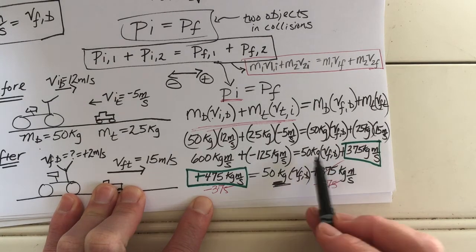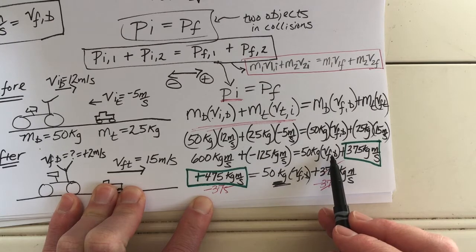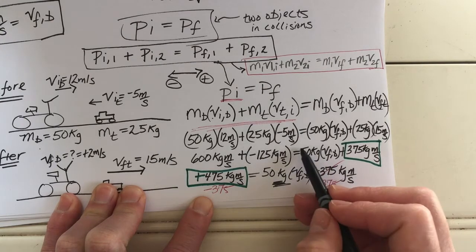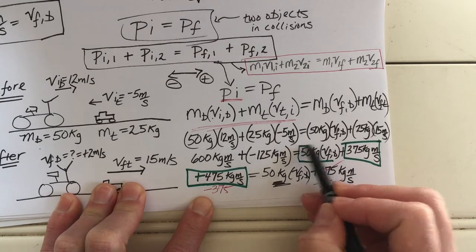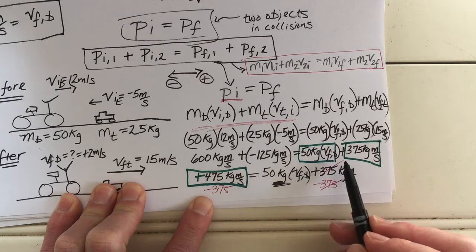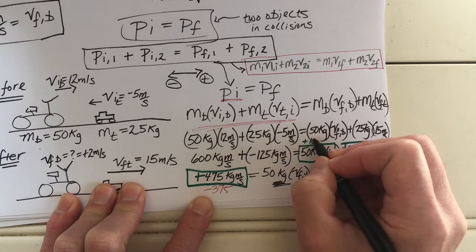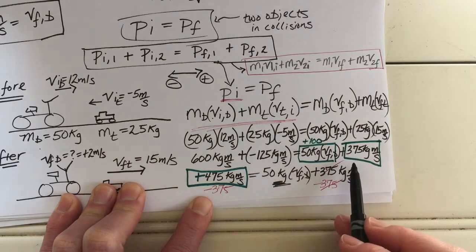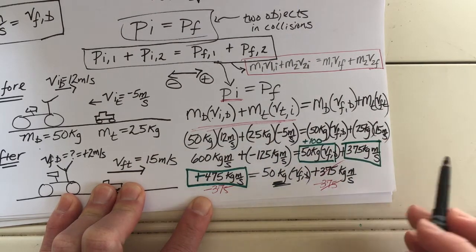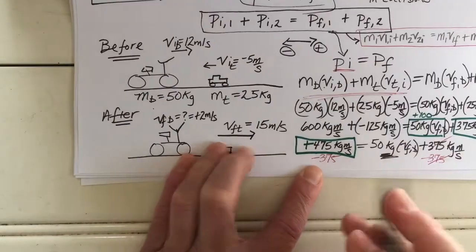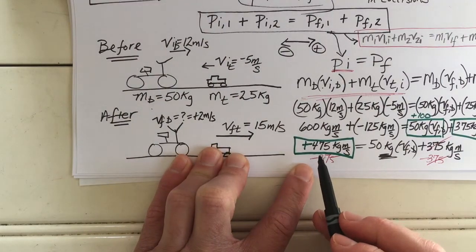Well, what was VFB? It was positive 2. So 50 times 2 is equal to 100, right? So we have positive 100 right there. So positive 100 plus 375 is 475 to the right, positive 475. And over here on this side, positive 475 to the right.